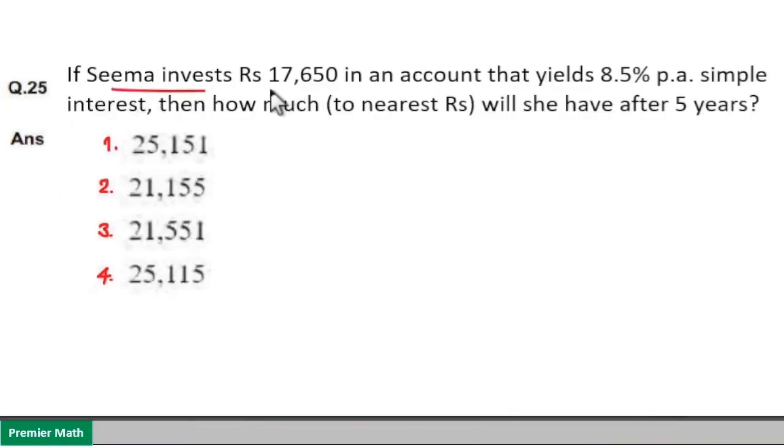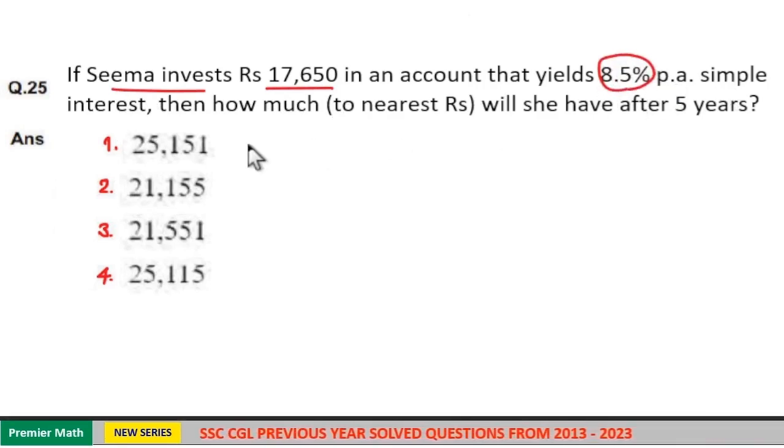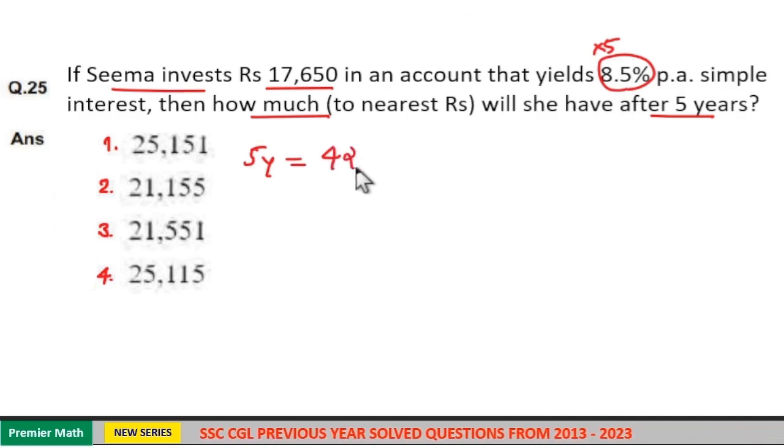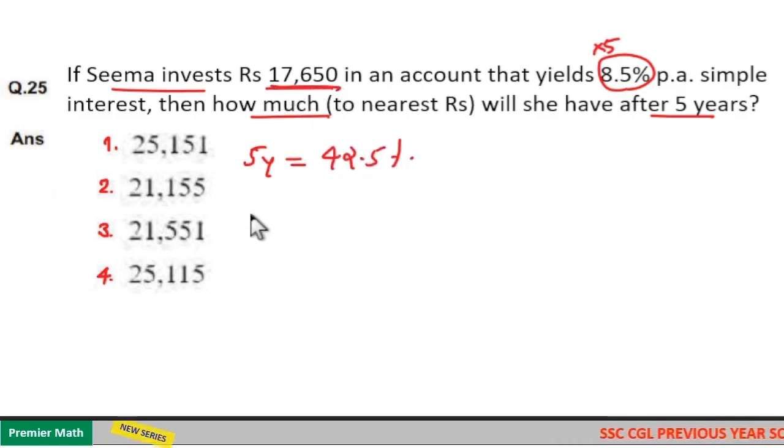If Seema invests 17,650 in an account that yields 8.5% per annum simple interest, then how much will she have after 5 years? Here, in 1 year, 8.5% is the simple interest. So in 5 years, 8.5 into 5, 8 into 5, 40, 5 into 5, 25. So in 5 years, simple interest is 42.5% of the sum. So here, 10% of 17,650 is equal to 1765.